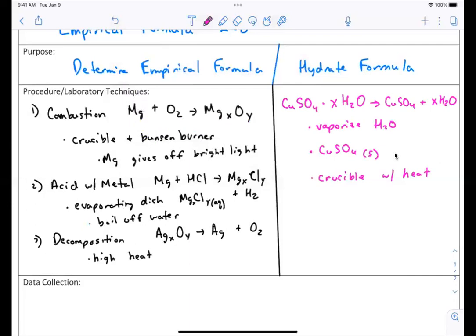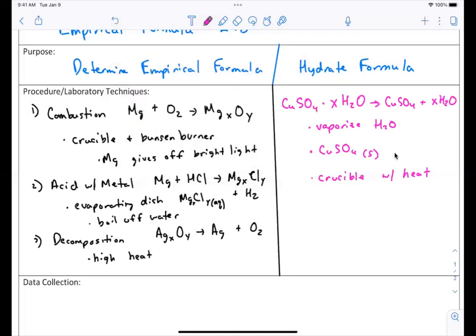So what's the difference between the acid with metal and then the hydrate form? That's a good question. The hydrate formula is not an actual reaction. It's just a sample of a compound that you're trying to eliminate the water from. In the acid with the metal, the acid is mixed with water. So there's just water that the environment's in, and you're trying to get rid of that so you can get the mass of the salt that's left over.